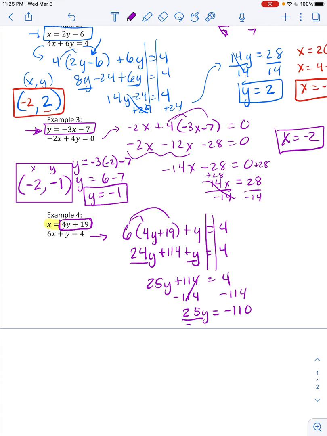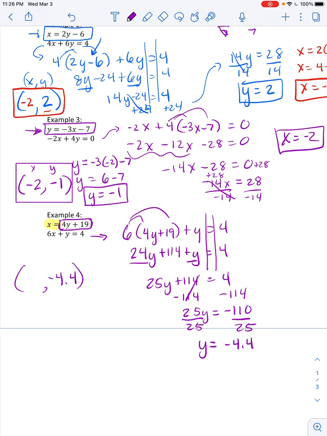And then when I divide by 25, I'm actually going to get a decimal. I'm getting that y equals negative 4.4. That doesn't mean that I did it wrong. It just means that I'm going to eventually get problems where it just doesn't come together as a nice, pretty whole number. Okay, so let's go ahead and take a look at how do I find the x.